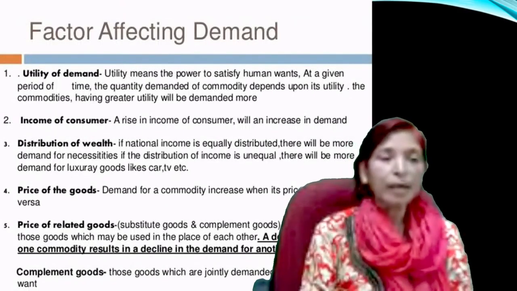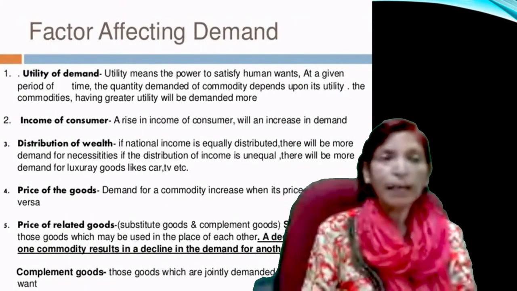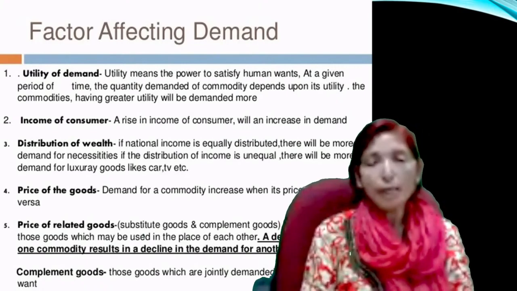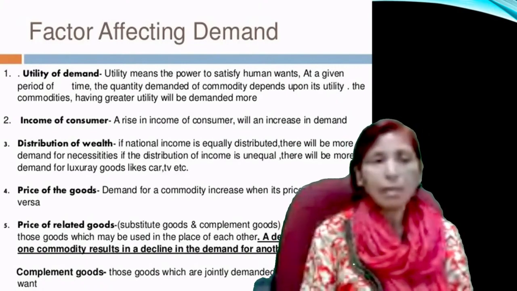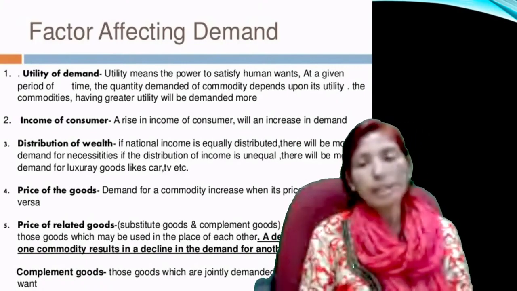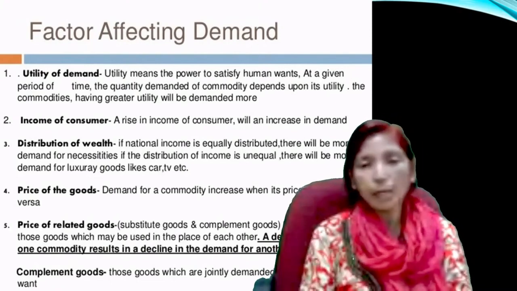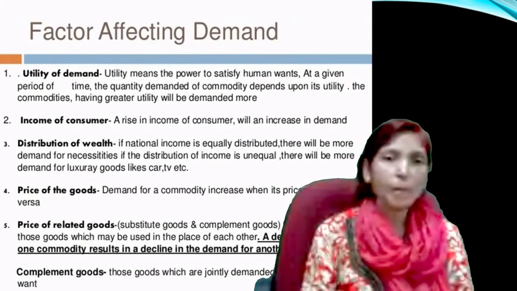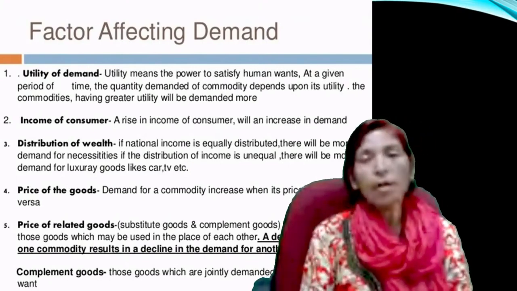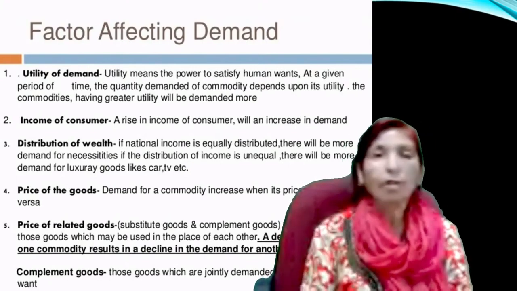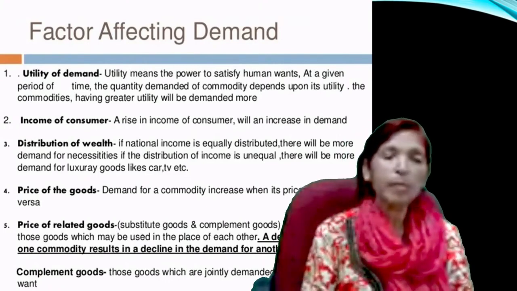Now, factors affecting demand, as we explained: income of the consumer. As income rises, demand rises. If income distribution is equal, demand will rise. If income distribution is unequal, demand will fall. Utility of demand: utility means the want-satisfying power of human wants at a given period of time.